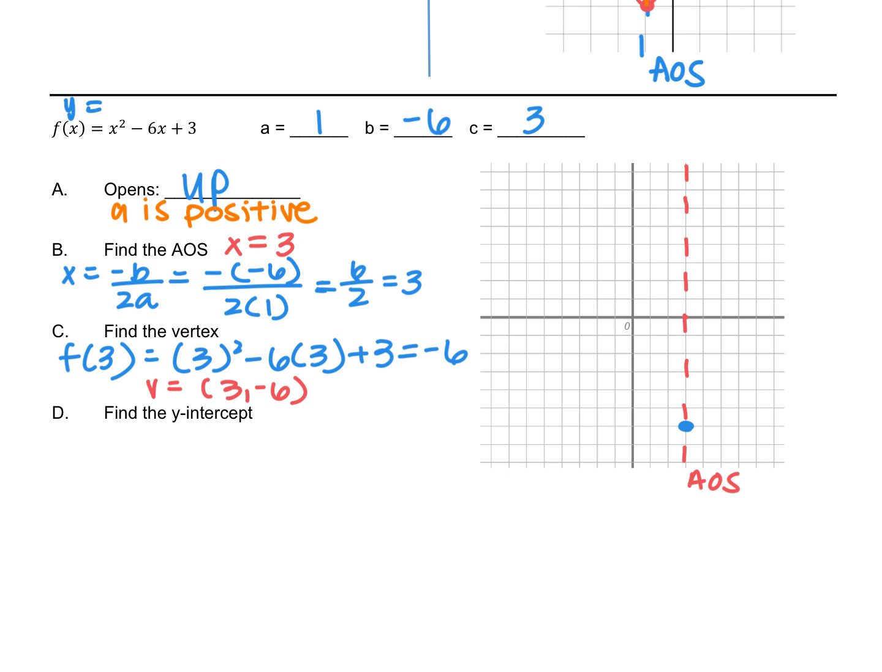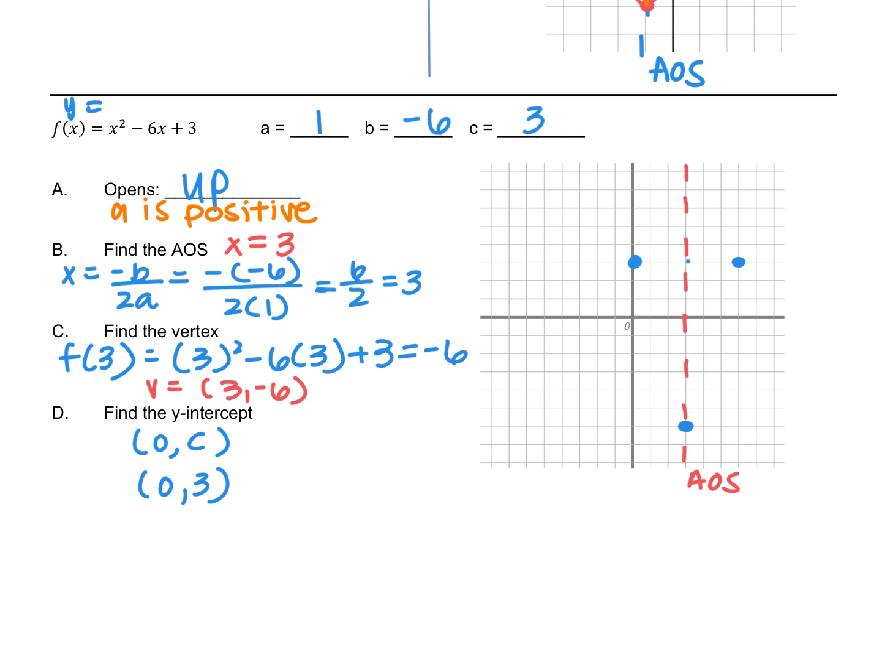And then to find the y-intercept, it's always going to be 0, comma, c. So it is 0, comma, 3. So that means I go on the y-axis up to 3. 1, 2, 3. Plot the point. And then I can reflect. So 1, 2, 3 steps. 1, 2, 3 steps. Plot the point.